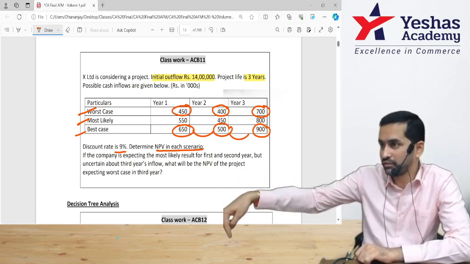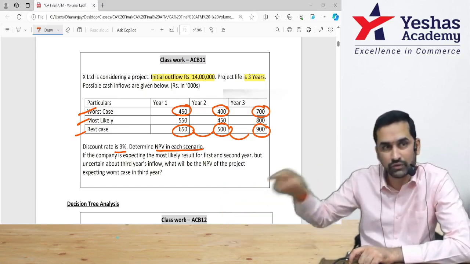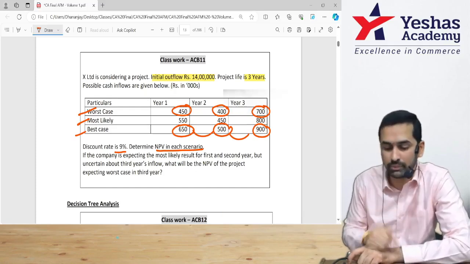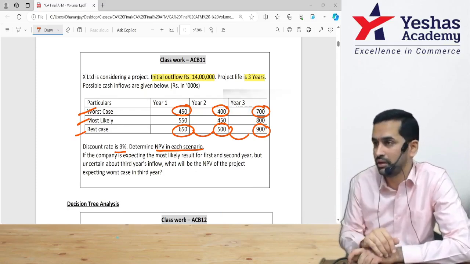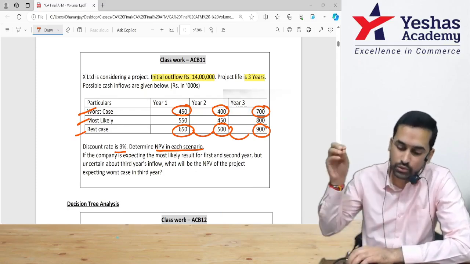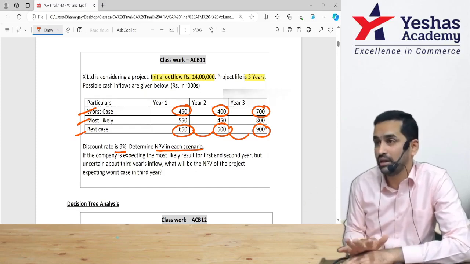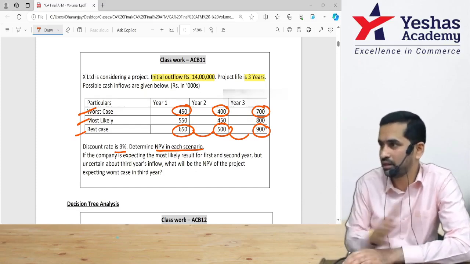Second year cash inflow depends on first year. Correct? Second year will be best case if first year is also best case. Dependent and independent. What is independent variable? Year 1 maybe 450, maybe 550, maybe 650. But year 2 has to be 450 only. That means year 1 and year 2 are not dependent. They are independent variables. There are two things: dependent, independent.